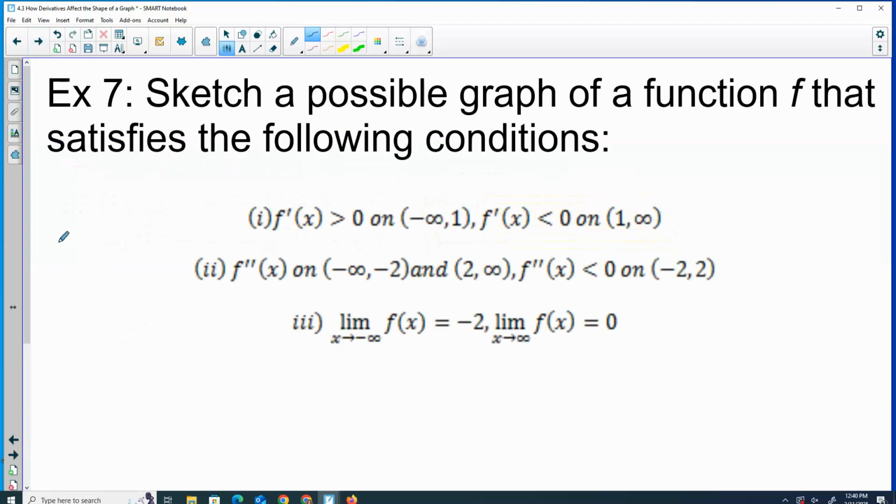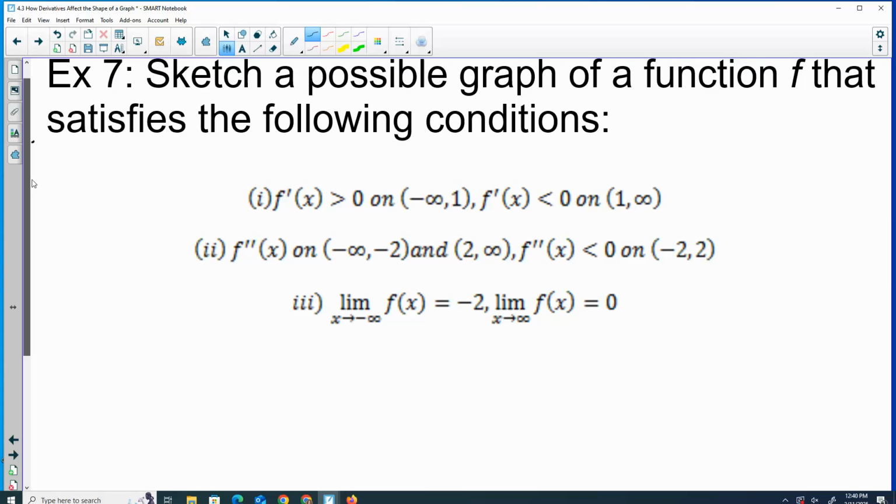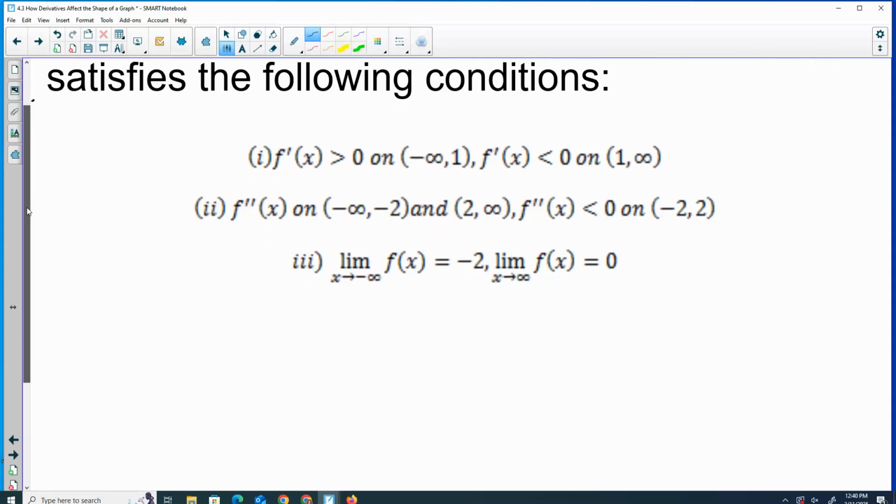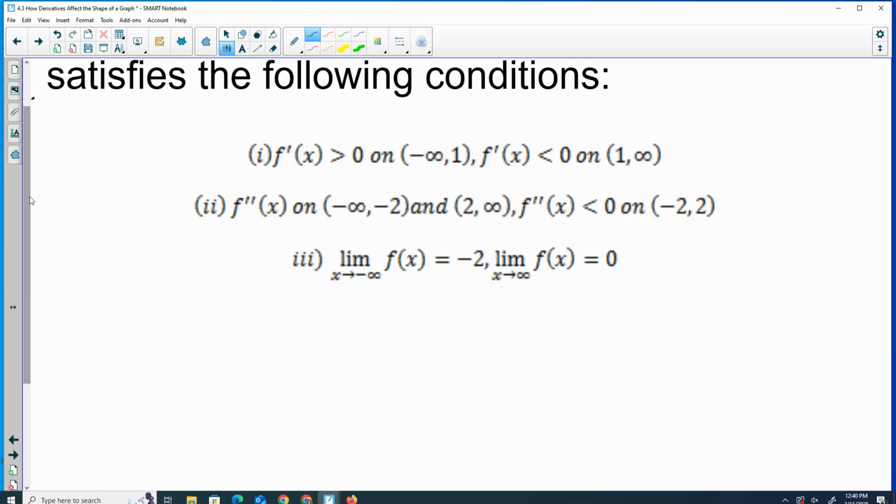All right, let's have a good thought-provoking question. I don't want to do this. This looks scary. Sketch a possible graph that satisfies the following conditions. And I have a typo here. On the second condition, it should say f prime of x is greater than 0. But I just didn't want to retype the whole thing, so we're just going to fix it.